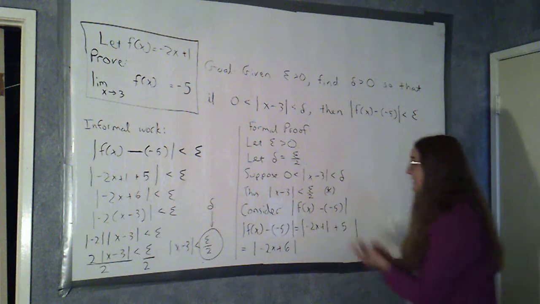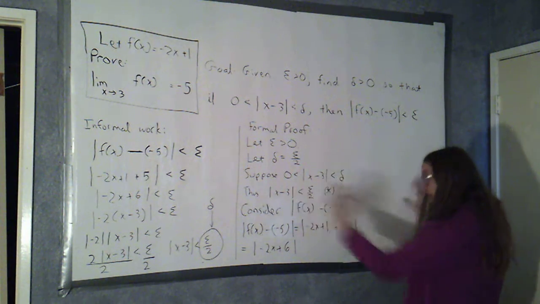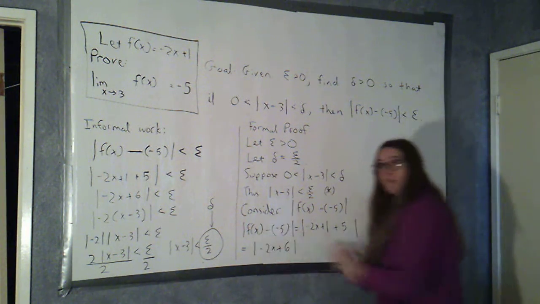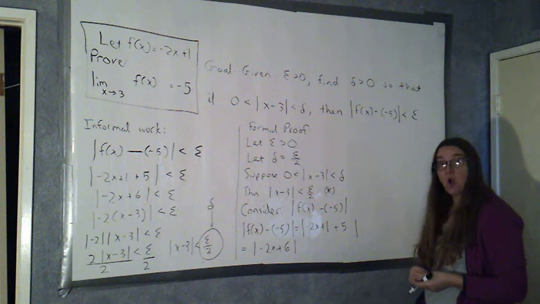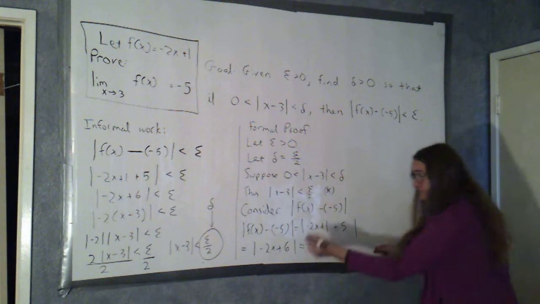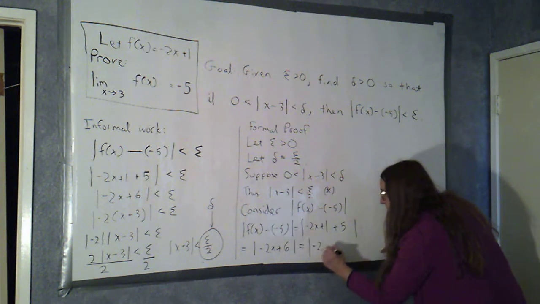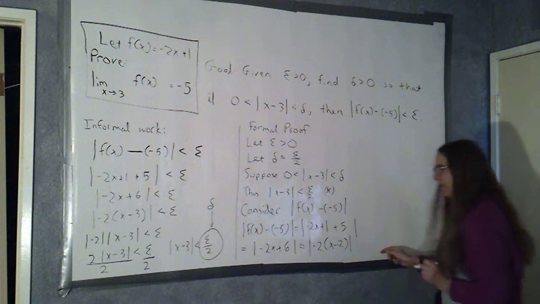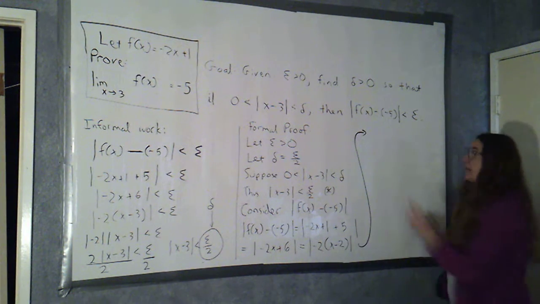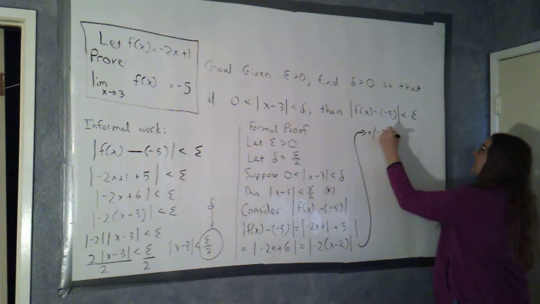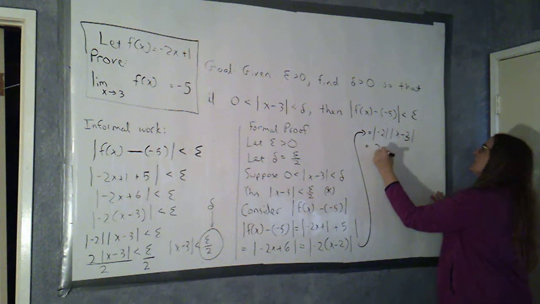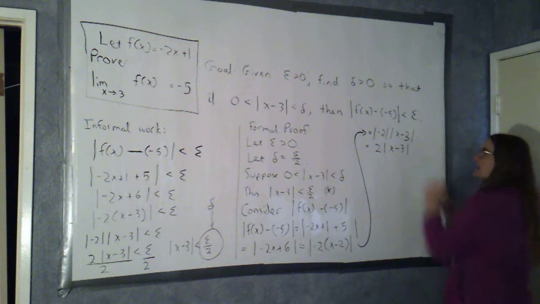Here, I'm just working with an expression, not two sides of an inequality. I'm working with that expression, and I'm taking small steps to simplify that expression and say things about it that I know are true. And the next thing that I'm going to do is going to be to factor out that negative 2. And then I can come up here and I can use the fact that the absolute value distributes. So this is equal to the absolute value of negative 2 times the absolute value of x minus 3, which is equal to 2 times the absolute value of x minus 3.